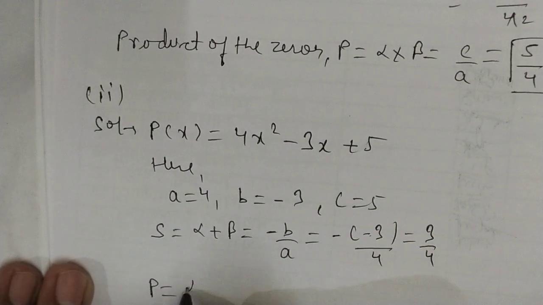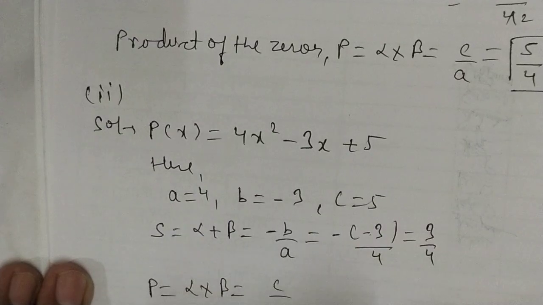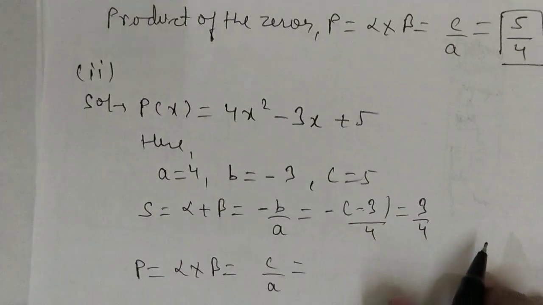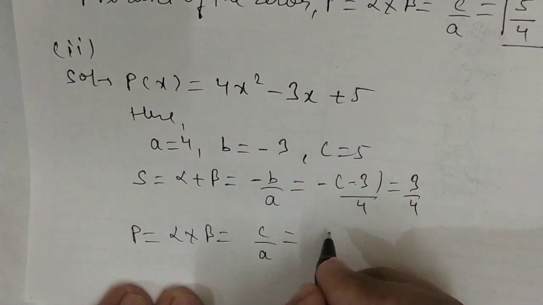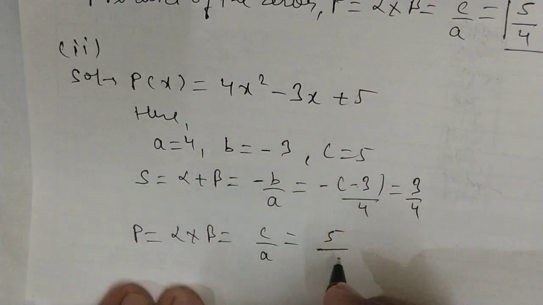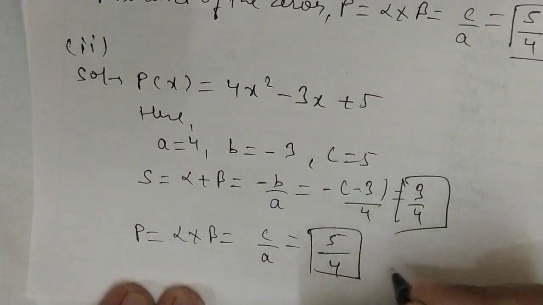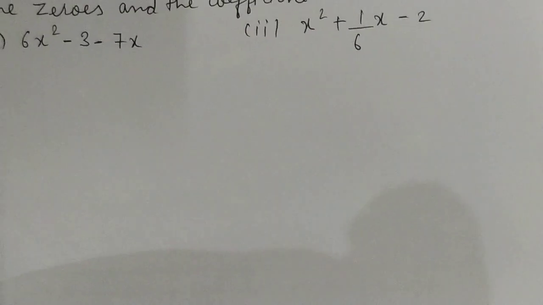P means product. Product means alpha into beta, which is given by c by a. What is the value of c here? 5. What is the value of a here? 4. So these are the two answers. Clear? Now let's take a very important question.